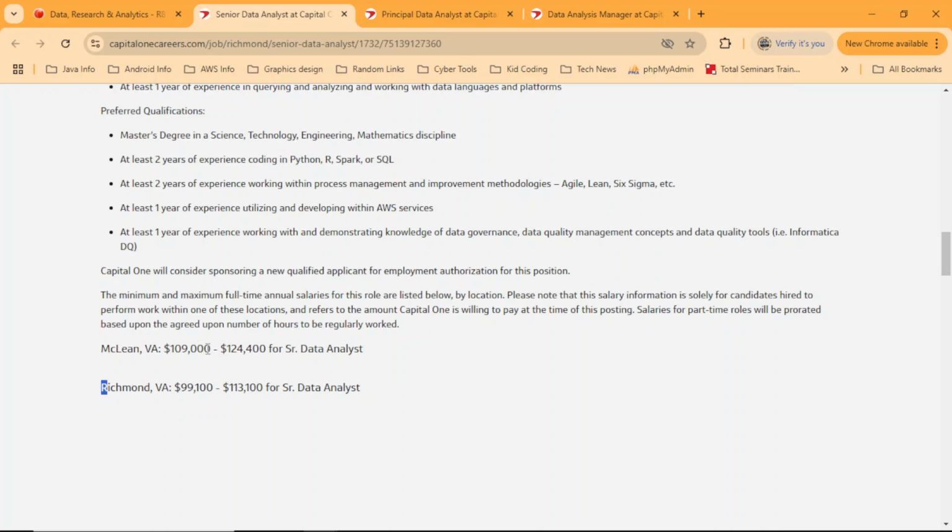So for this position here, thinking about it being Virginia, I'll say this is kind of on the lower end. Maybe it's because of Richmond, I'm not too familiar with this area. But for a senior data analyst, this is in a range, I'll say. I have seen some senior data analysts get up to the 150s.